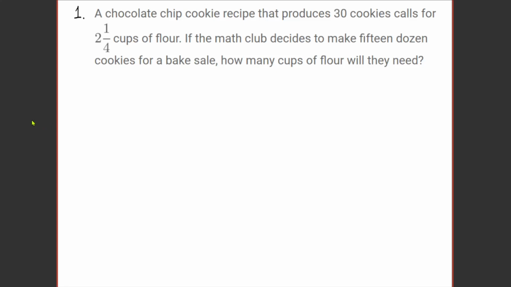Alright, today let's have a look at the solutions to homework of topic 6. All the questions are related to proportions.